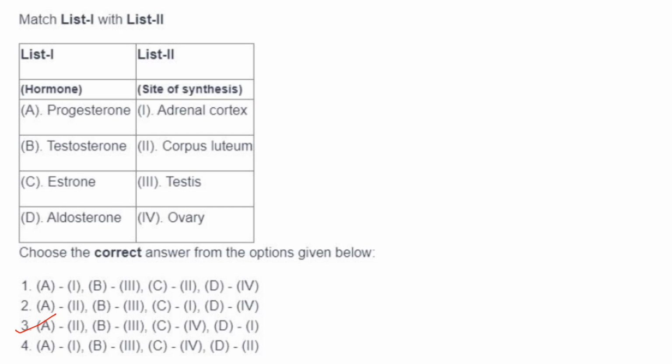B, testosterone, testis, B3. Estrone, ovary, E4. Aldosterone, adrenal cortex. This was a simple match the following. So A3 is the answer.